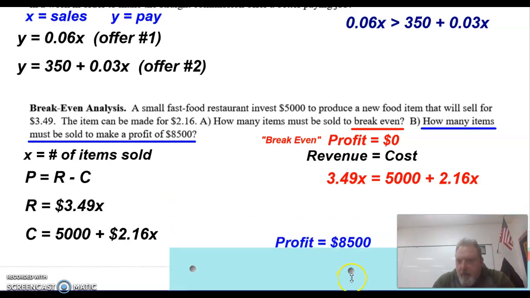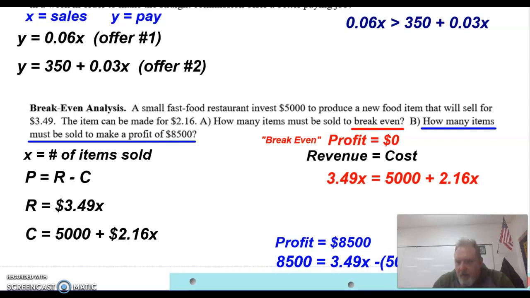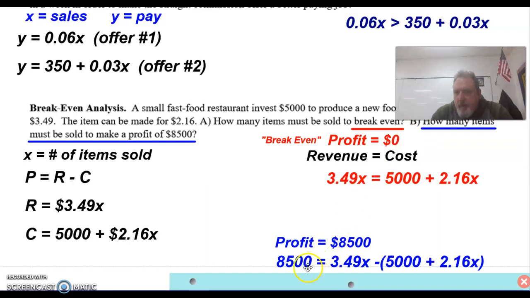The second one, a little more complicated down here. So now you got a profit of $8,500. So now your profit is going to be revenue minus cost. So your revenue, $349 per item, minus your cost. Be careful right here. Make sure you distribute this negative first before you combine like terms. And then that will tell you how many items you need in order to make $8,500 on that particular item. So that's the setup for page 1. We will now jump to page 2.